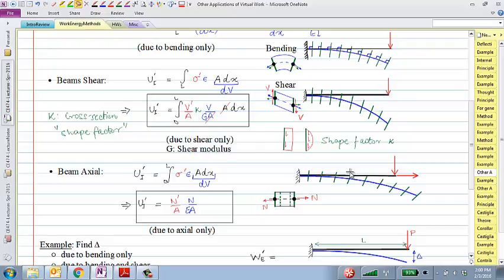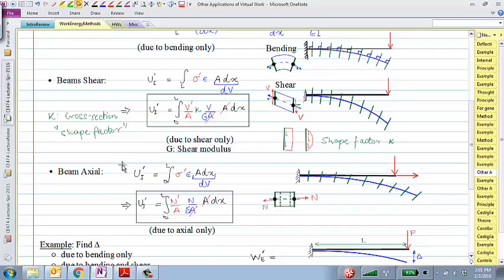So axial force can change along the length of the beam, but in a truss member, the axial force does not change. So that's why we had NL over AE there, but we'll keep the integral here. So A dx integral 0 to L. And once again, we can cancel off one of the A's, but it's better to write it in this exact same manner. Okay. All right. So these are two additional modes of deformation.